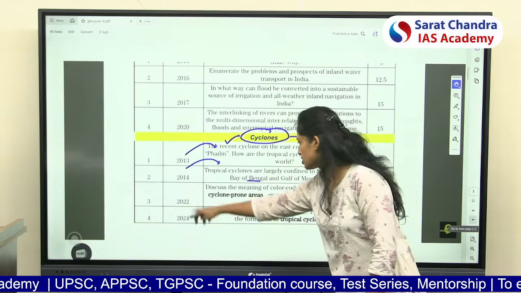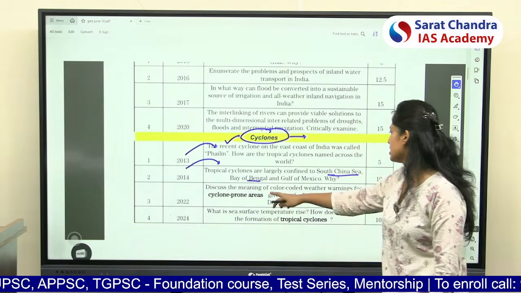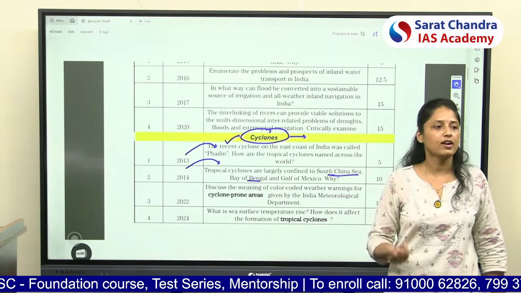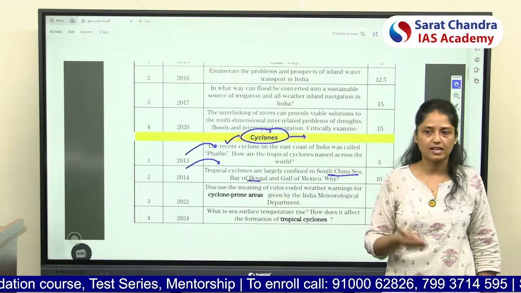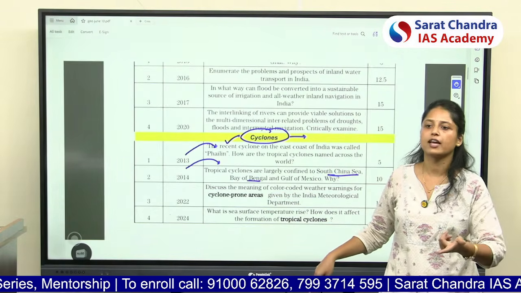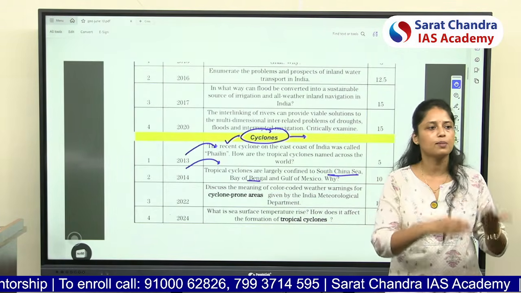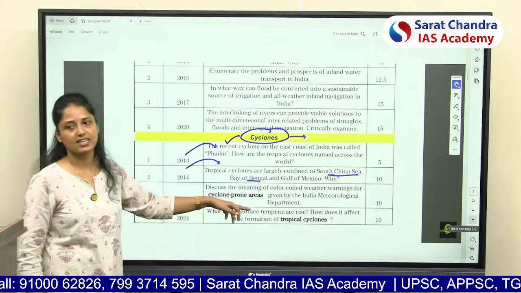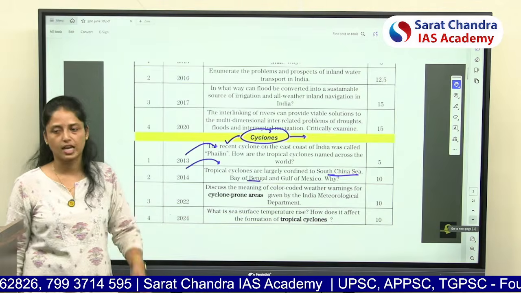Again, question in 2022, discuss the meaning of color coded warnings for cyclone prone areas. Color coded warning is a theme under disaster management. So see how UPSC is relating. You must know about cyclone also, and you must know the disaster preparedness of cyclone also. Because color coded warning, no one can think that this type of question can be asked in the GS paper 1.